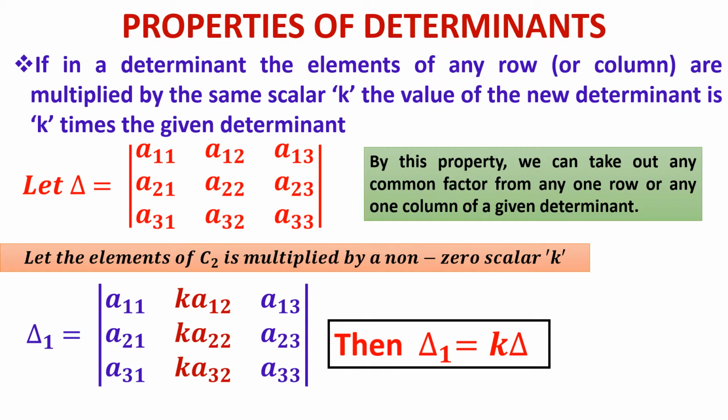If you see that 5 is common in the first row, you can take 5 outside. If you see 3 common in the second row, you can take 3 outside from all the elements of the second row. If you see 2 is common in the third row, you can take 2 from that. Please be careful. In a matrix, you can take a common factor outside only if it is a multiple of all the elements in the matrix. But in a determinant, we can take out a common factor from any one row or any one column. Be careful.